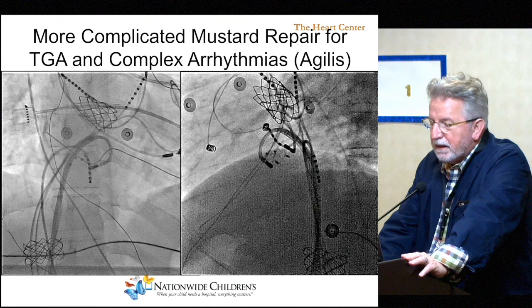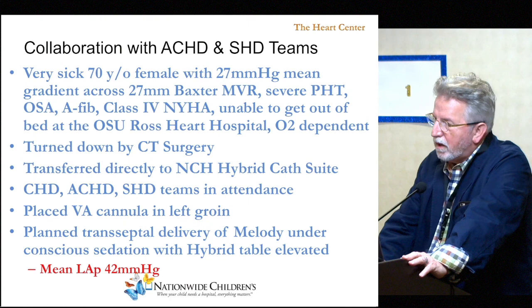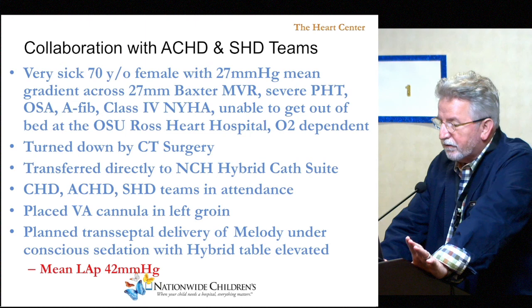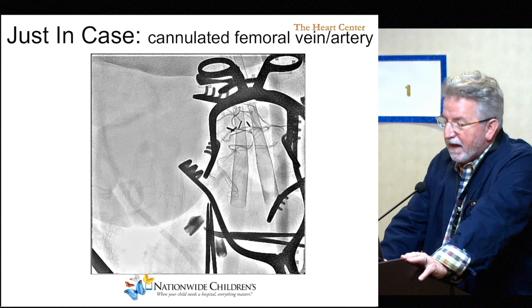Just to emphasize again, patients that are sent to you: this is a very sick 70-year-old woman who is at the Ross Heart Hospital across the way at OSU, and she had a 27-millimeter Baxter mitral valve replacement, severe pulmonary hypertension. You can see all of her other things. She was class 4. She couldn't get out of the bed. And she was turned down for surgery. She was transferred to our lab just because we had some of the materials at that time to do the anticipated valve-in-valve. They had anticipated if she had got into trouble.